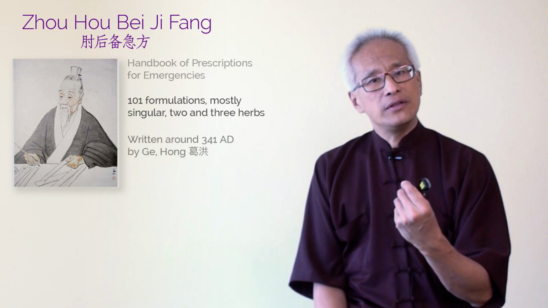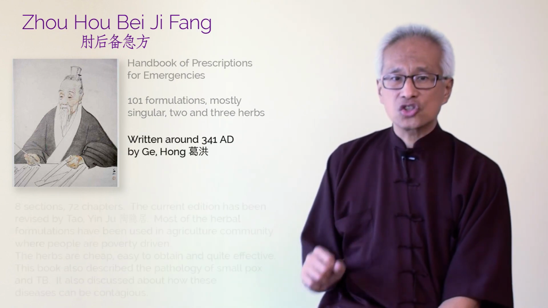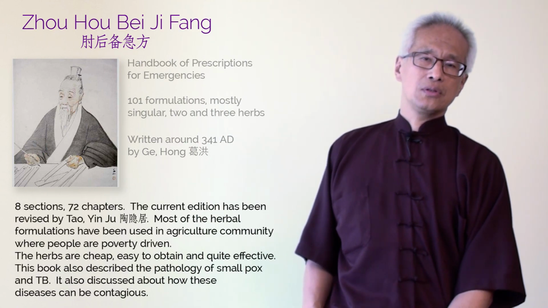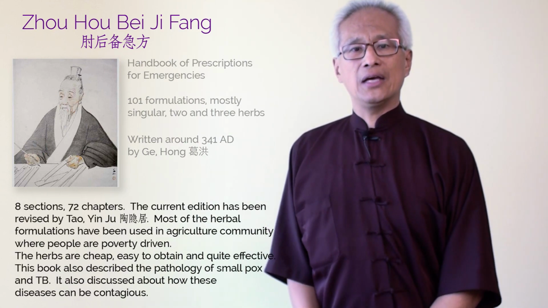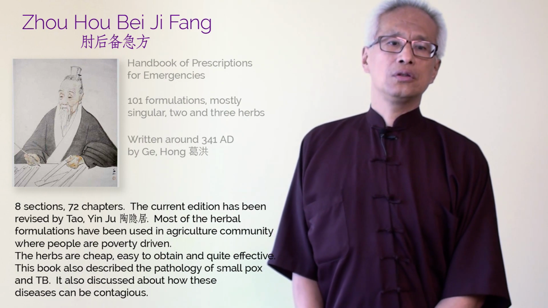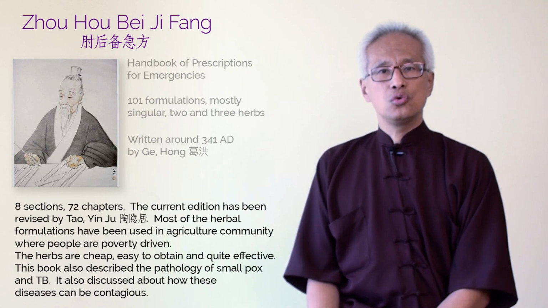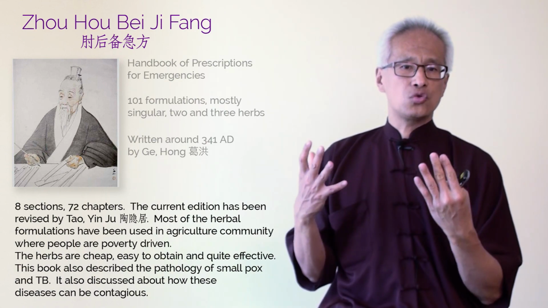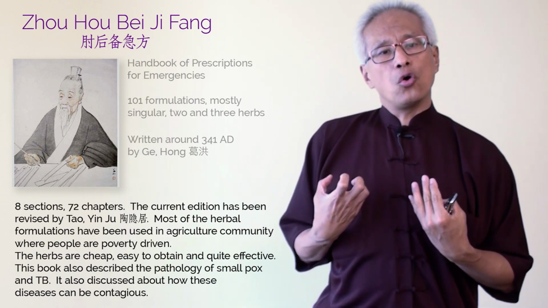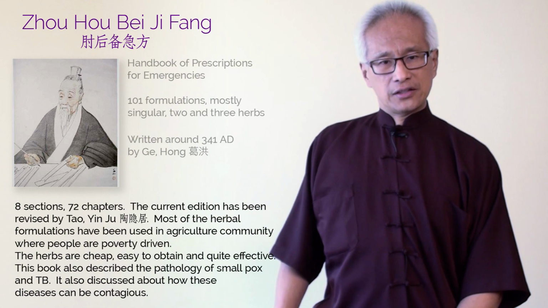Now, this book was written around 341 AD by Hong. It has 8 sections, 72 chapters. And the current edition has been revised by Tao Yunji. And most of the herbal formulas have been used in agricultural communities where people are poverty-driven. The herbs are also cheap, easy to obtain, and quite effective.